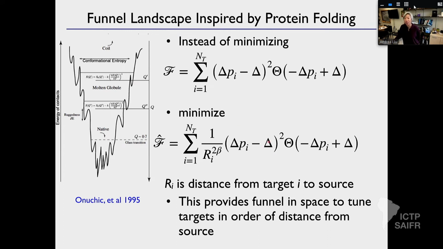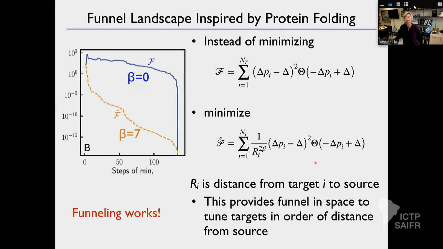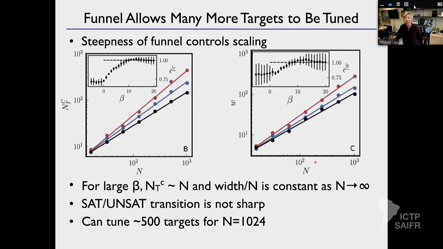The algorithm will just naturally tune the nearby ones first because they're more important in the cost function, okay? And by doing that, we can actually change the scaling of this. And what we find is that in that case, there is no transition in the thermodynamic limit. Okay, it's not sharp. And you can tune many more targets. So actually, for a system of only 1,000 nodes, you can tune about 500 targets successfully.